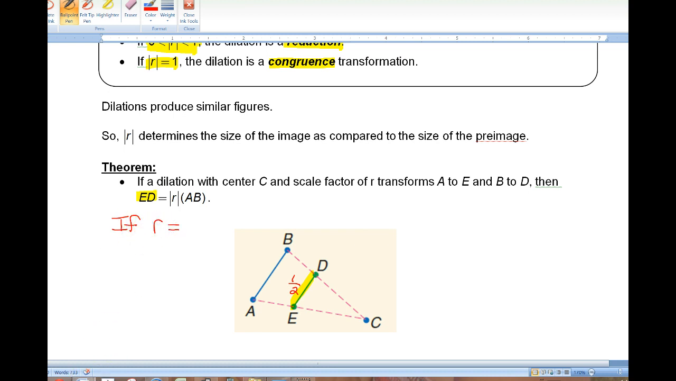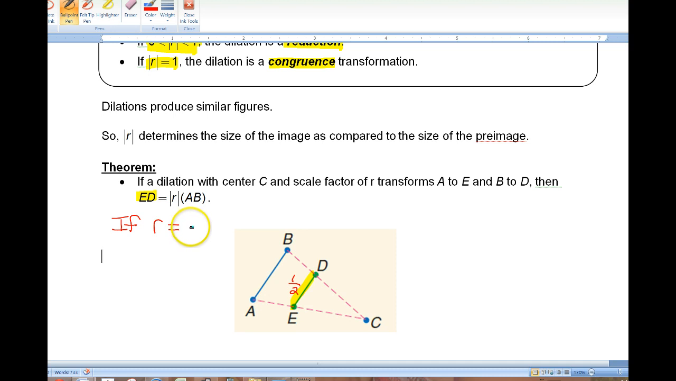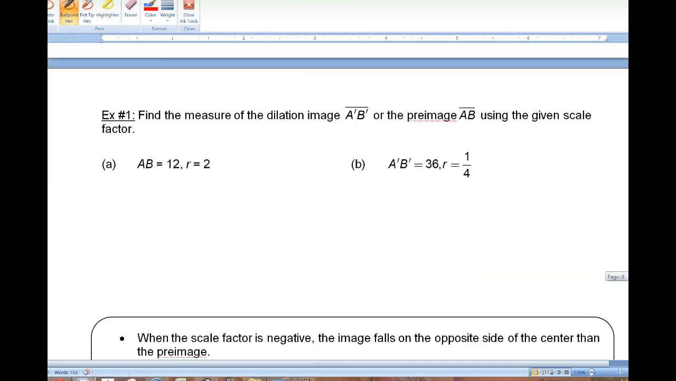Yeah, exactly. Okay, so if it's half an inch, and R is equal to 2, what's the length of EB? Well, we just multiply it. 2 times a half is 1. Okay. Well, if you're measuring in different units, it's fine. Well, no, just look at the next page.